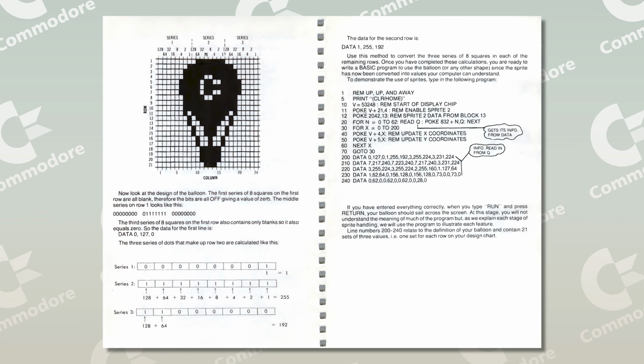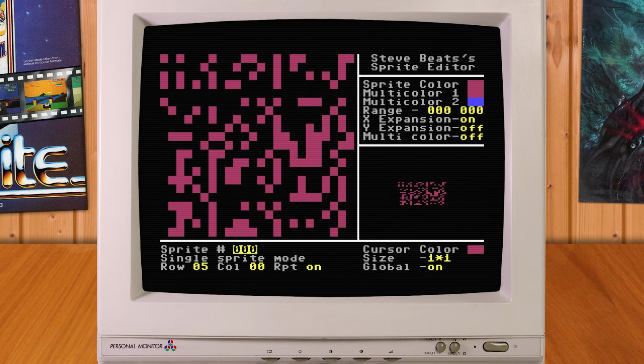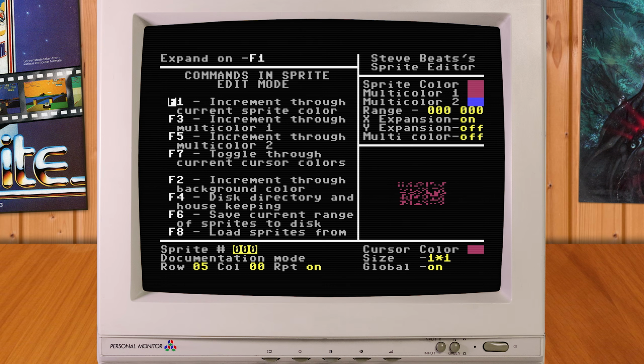From there, it was Steve Beats's sprite editor that was the first thing I used. Was that commercial or just?